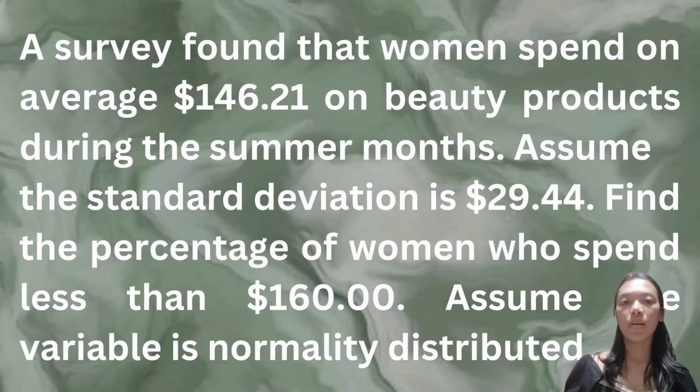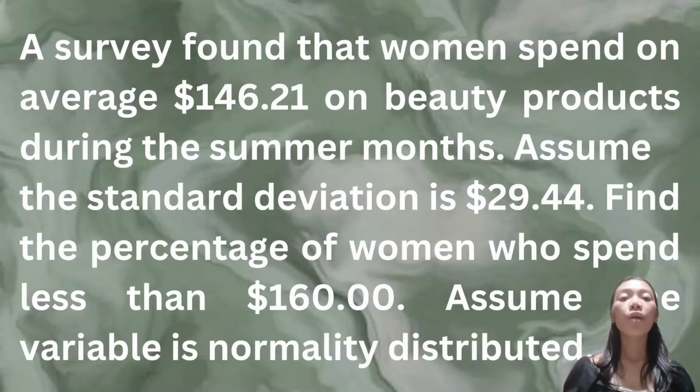Problem number 1. A survey found that women spend an average of $146.21 on beauty products during the summer months. Assume the standard deviation is $29.44. Find the percentage of women who spend less than $160. Assume the variable is normally distributed. So let us solve this problem.